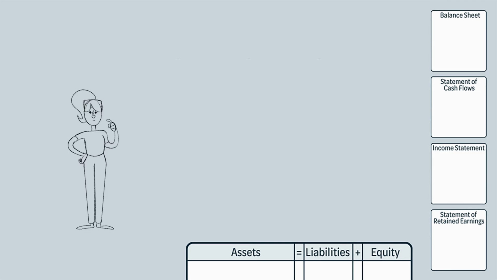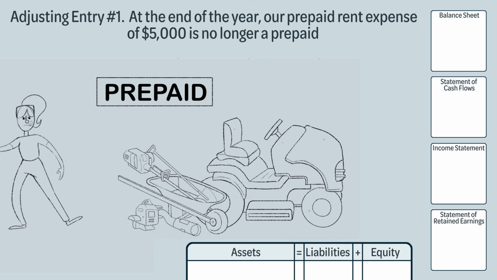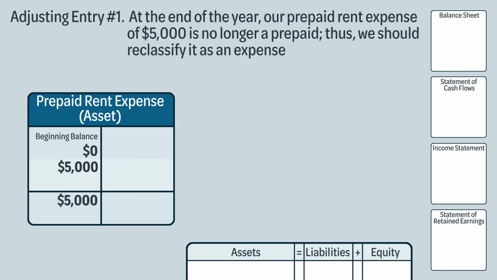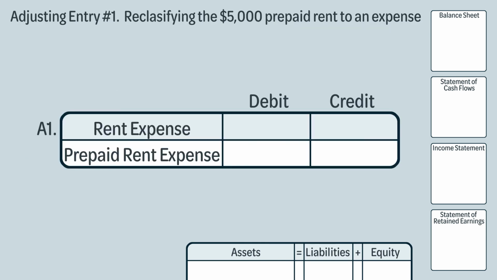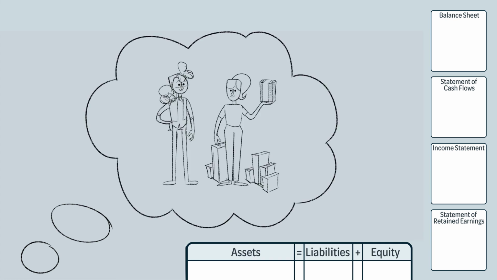In our example, do we need to record any adjusting entries? At the end of the year, our prepaid rent expense of $5,000 is no longer prepaid. Thus, we should reclassify it as an expense. Recall that when we prepay to rent equipment, we recorded a debit to the asset account, prepaid rent expense. Now we need to reduce the prepaid rent expense account and increase the rent expense account. To do so, we debit rent expense and credit prepaid rent expense. After recording this adjusting entry, the balance in the prepaid rent expense account is $0 and the balance in rent expense is $5,000.